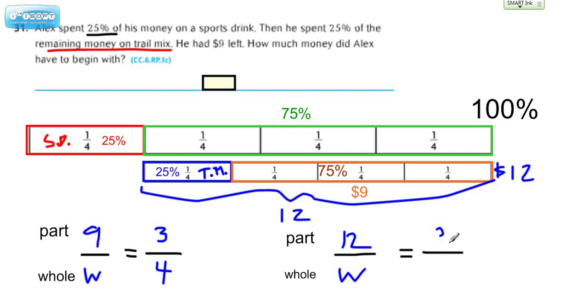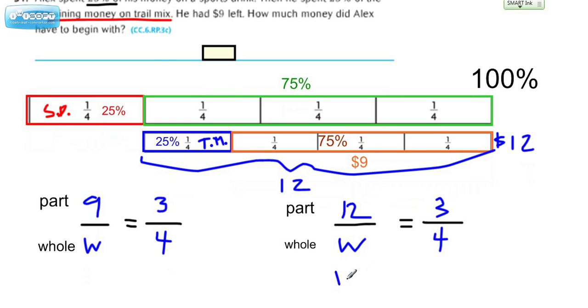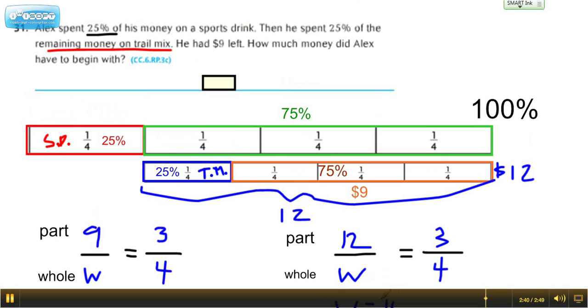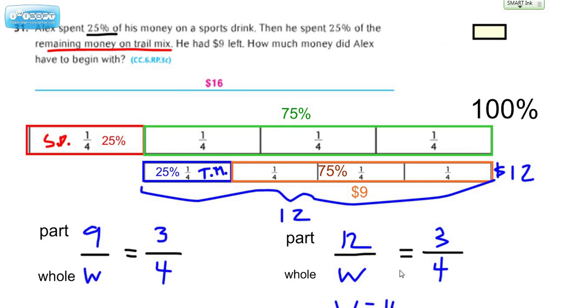So let's plug that into the proportion. And again, we're lucky enough to have the numbers be compatible. 3 times 4 would be 12, so we just have to do 4 times 4 to get the value for W, which of course would be equal to 16. Now, using the tape diagram, you could see is probably the best way to go to wrap your brain around this very complex and difficult problem.